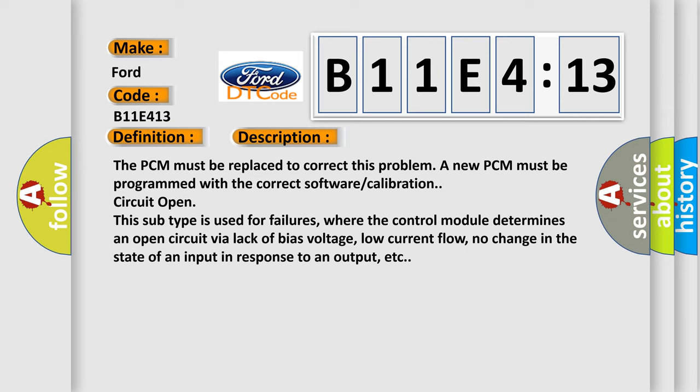And now this is a short description of this DTC code. The PCM must be replaced to correct this problem. A new PCM must be programmed with the correct software calibration. Circuit open: this subtype is used for failures where the control module determines an open circuit via lack of bias voltage, low current flow, no change in the state of an input in response to an output, etc.